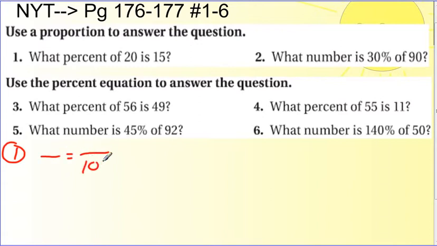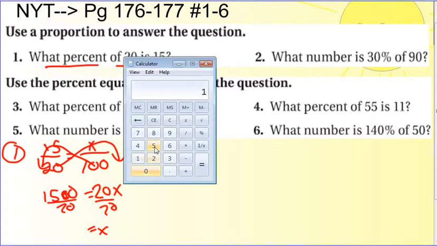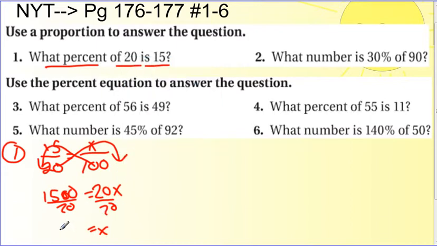We got 100. We do not know the percent, so that's our variable. The of number is 20, so of 20, and the other number is 15. So cross multiply, we get 1500, that's that times that, and 20x. Divide by 20, divide by 20, x equals, it's going to be like 300 or something. 75. I was way off. See? Always do your math. Always double check your math with a calculator.